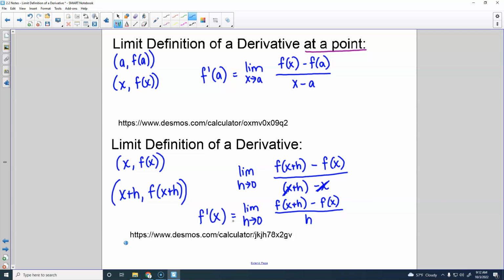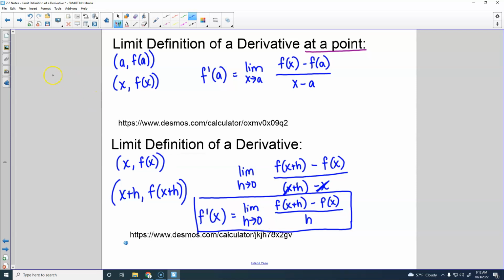Okay, so this is the one that we're working with today. Both of these we need to have memorized. But this one is at a specific point. They've told us x equals 3. This one is a general form. They did not tell us the point that we need to find the derivative at.